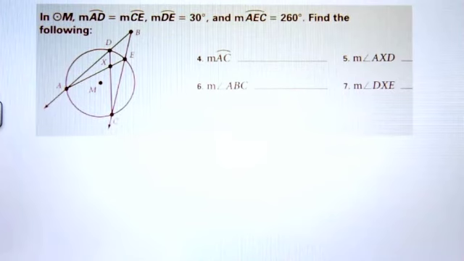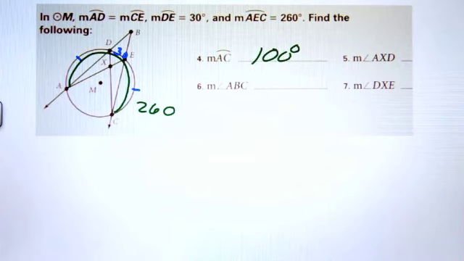This looks a little bit more promising. We're told the measure of arc AD is the same as the measure of arc CE. So this arc is the same as that arc. And the measure of arc DE is 30. So this is 30 right here. And the measure of major arc AEC, all the way around this way, is 260. So how long is arc AC? Well, that should be pretty easy because the whole circle is 360. And if A to C going through E is 260, that only leaves 100 left.